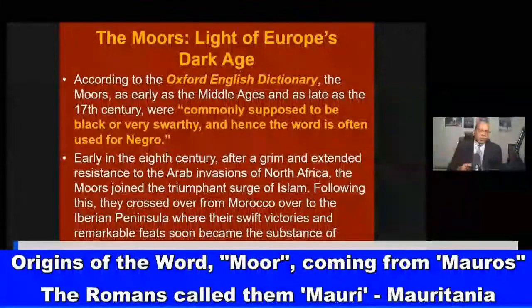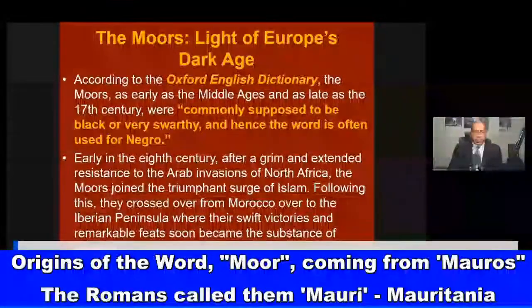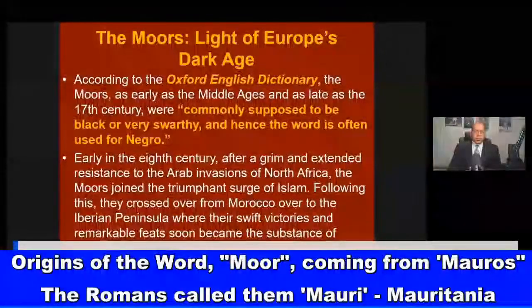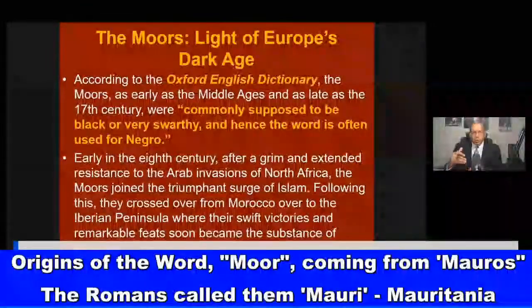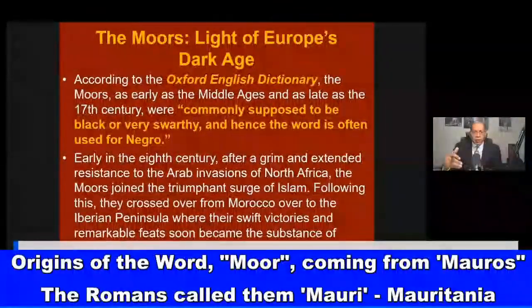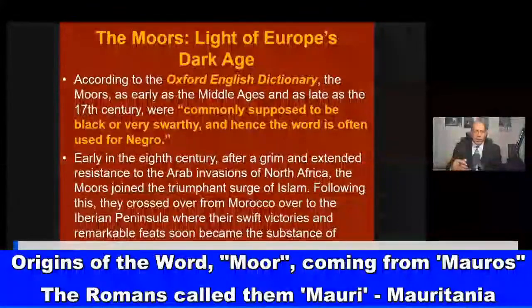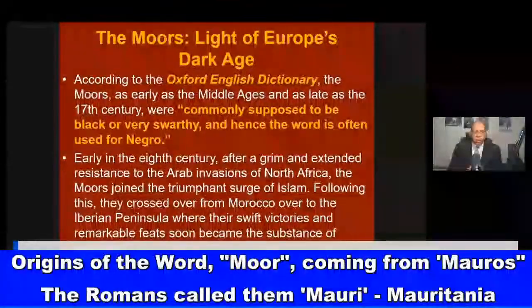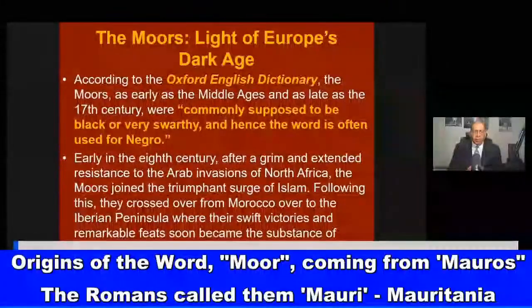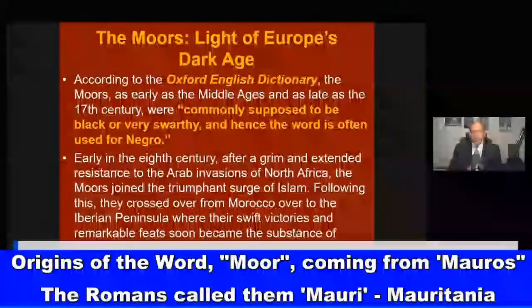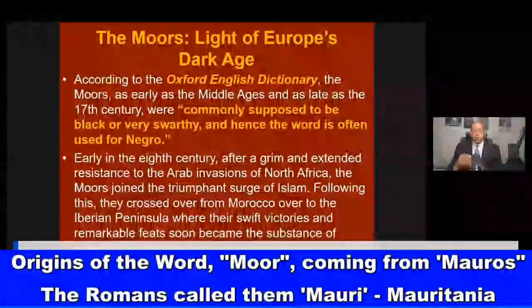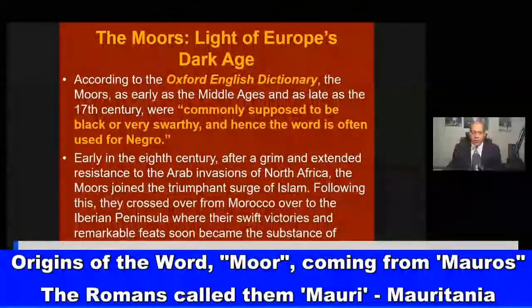In the early 8th century, after a grim and extended resistance to the Arab invasions of North Africa, the Moors joined the triumphant surge of Islam. Following this, they crossed over from Morocco to the Iberian Peninsula, where their swift victories and remarkable feats soon became the substance of legends.